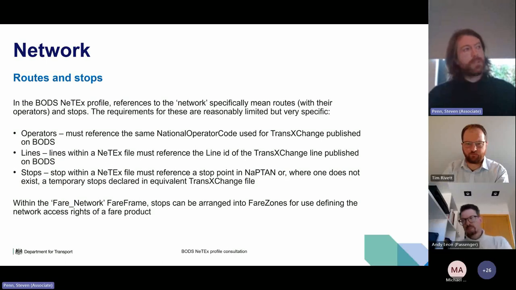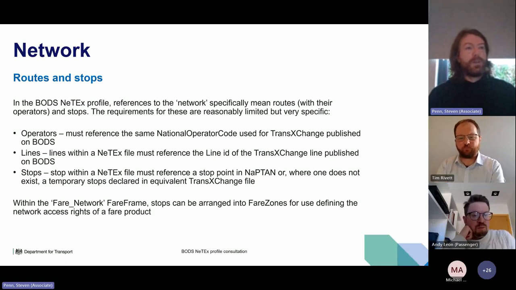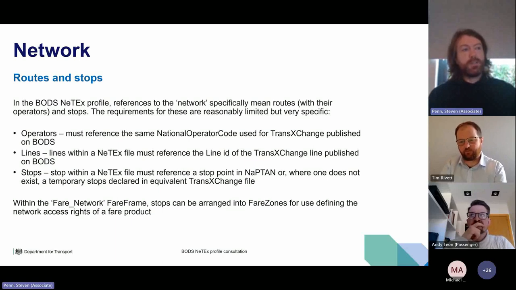In the resource frame, we're expecting to see operators defined. So what we're expecting there is the national operator code that's used for publishing on BODS for the same operator. There is some limited additional data that we need, which is names and things like that, but it's quite limited. For lines, again, we're expecting you to reference back to what's published on BODS, this time in terms of TransXChange. So what we're saying is when you're saying that a product is valid on a line or a group of lines, that those lines must be defined using the exact same line ID for the equivalent in the TransXChange file that's published on BODS for the service.